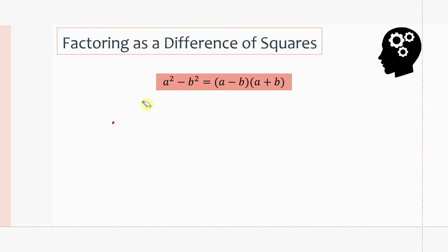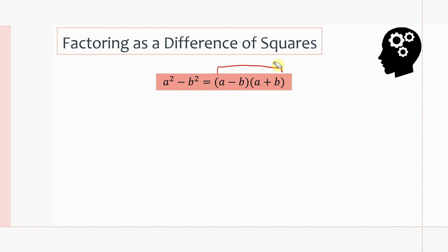We look for perfect squares with a negative sign between them, and we put it in this form. The square root of the first term, so square root of a squared equals a, minus the square root of the second term, so square root of b squared equals b, right here, times the square root of the first term plus square root of the second term, right?